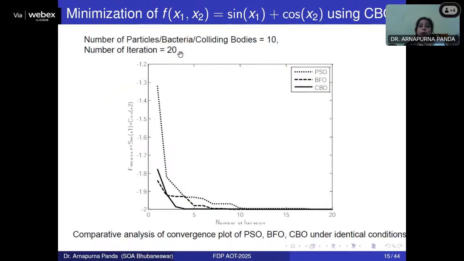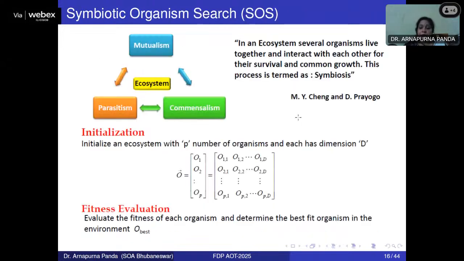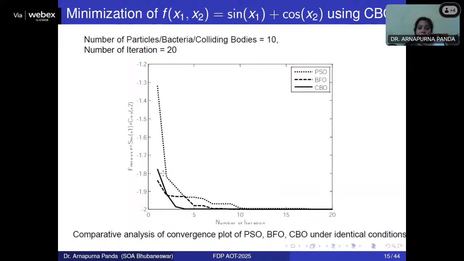Then we consider 10 colliding bodies and number of iterations 20, and we find the convergence analysis by PSO, BFO and CBO under these conditions. Here the first line is giving the result by PSO, the second dotted line is giving the result by BFO, and the third clear line is giving the result by CBO. So clearly we can see that CBO is giving a good result, and we can use this algorithm to solve optimization problems.